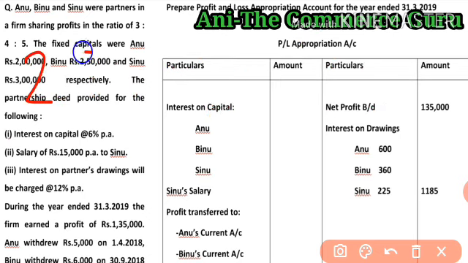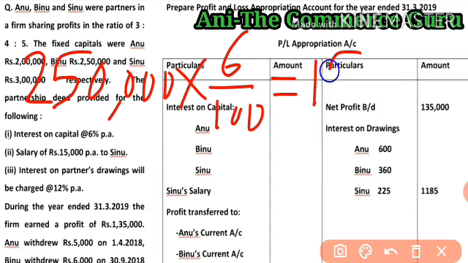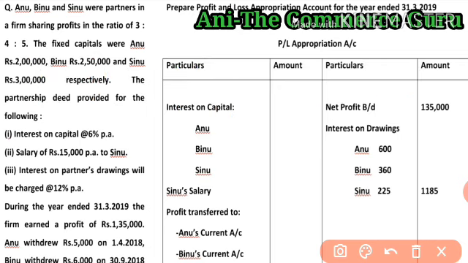Binu's capital is rupees 2,50,000. Rate of interest is 6%. Period is 12 months, so no need to write 12 divided by 12. So the interest on capital would be 15,000 for Binu. That's also over. Then for Sinu, Sinu's capital is rupees 3 lakh.